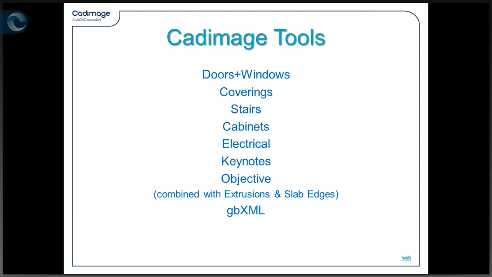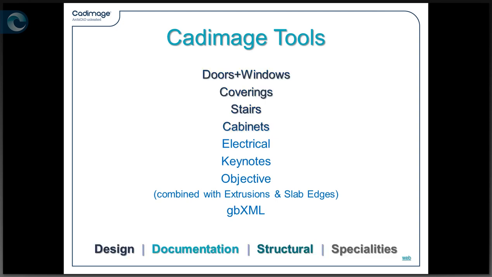So you can see there's a range that do different things, but if we actually classify them into the categories, you can see we have design-based tools. So this webinar series is looking at the top 3 design-based tools. So doors and windows, coverings, and today we're looking at stairs. There's also cabinets as part of this same range.